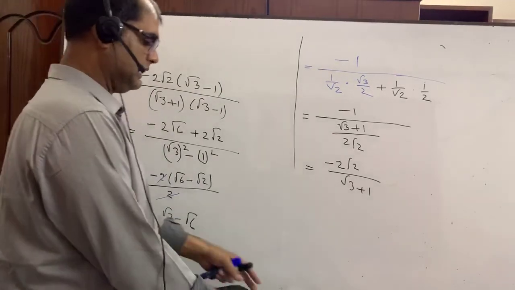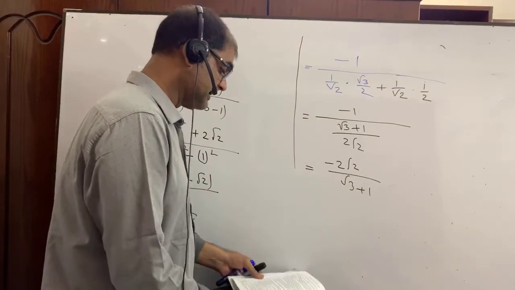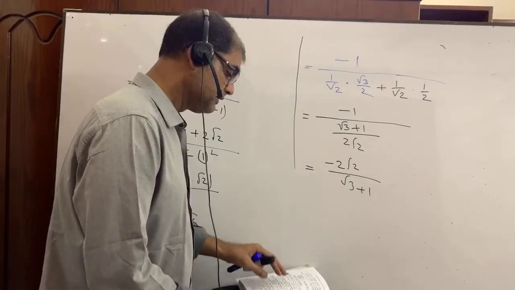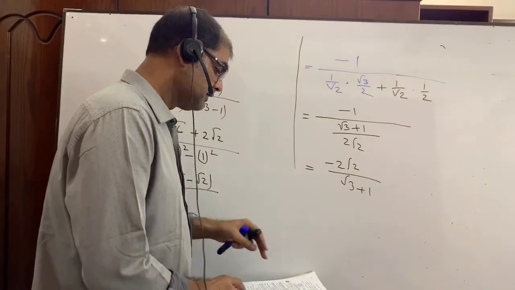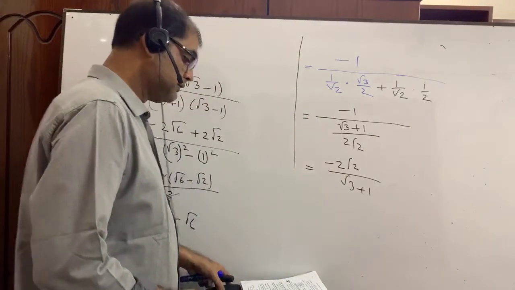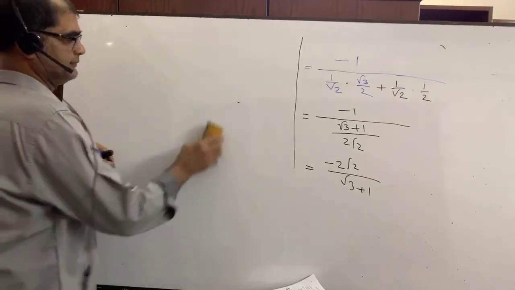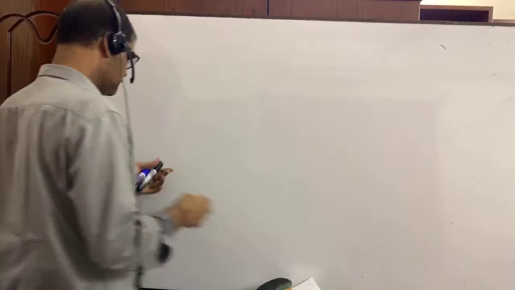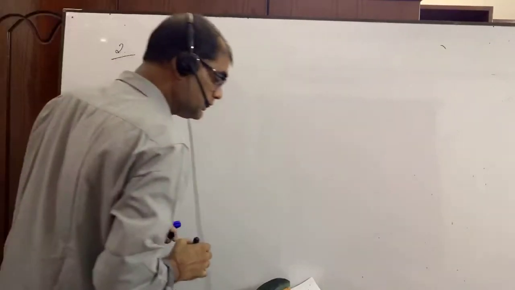Now let's do some maths from your book. Exercise 7b. We are going to do some maths. That is question number 2. In question number 2, what is given? You just see question number 2.